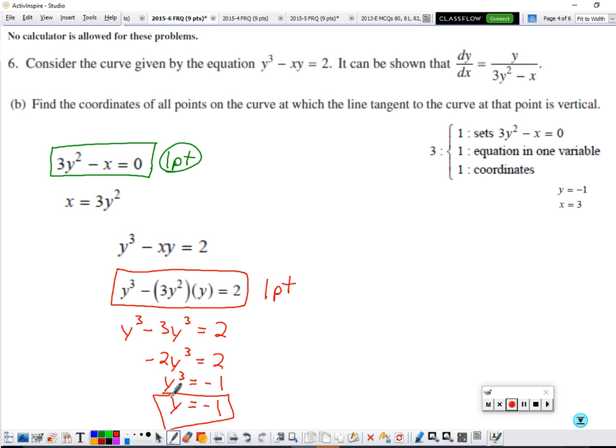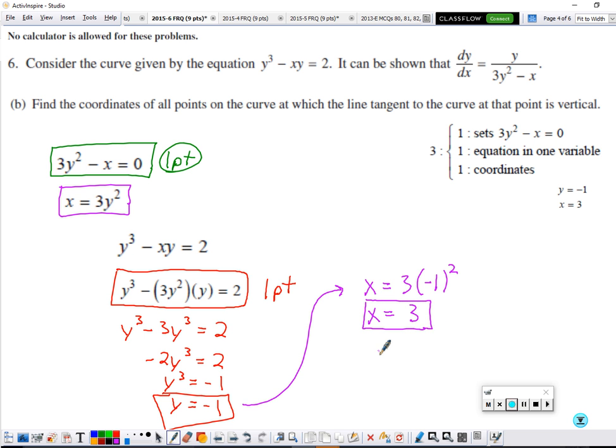Now you know the value for y. You can go back up to here and identify that the x coordinate is equal to 3 times the y coordinate squared. So x equals 3 times the -1 squared. So x is equal to 3. Which means the point we're interested in is (3, -1).